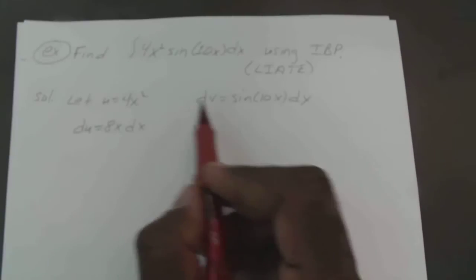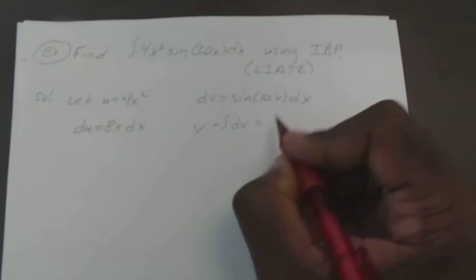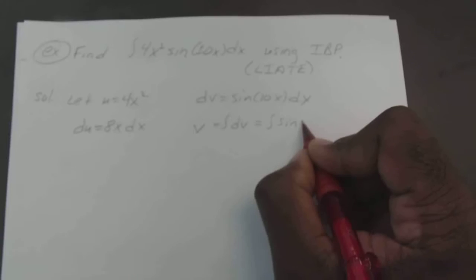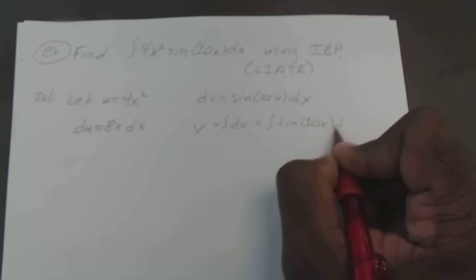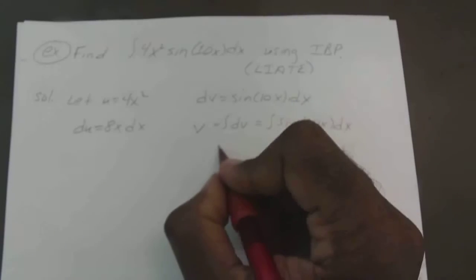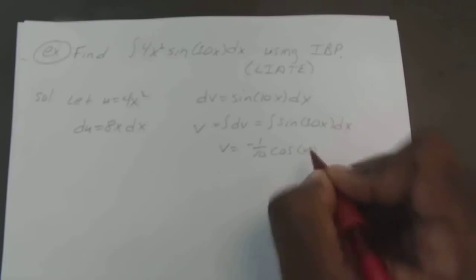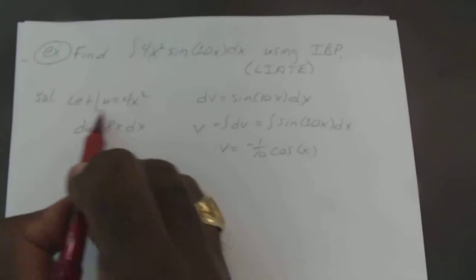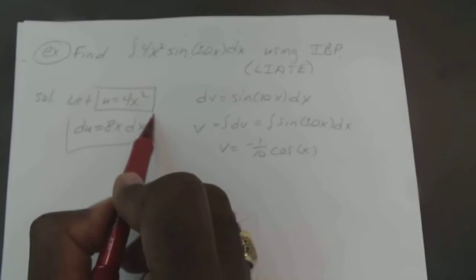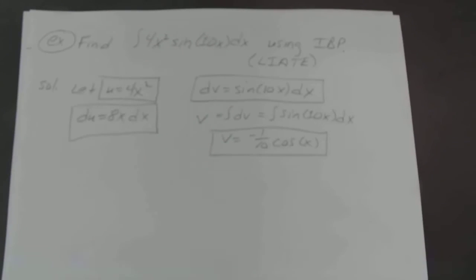And our v, which is the integral of dv, is the integral of sine 10x with respect to x. Okay, so that means our v will equal negative 1 over 10 cosine of 10x. We have our u, our du, our dv, and our v. Okay, so now we just plug everything in.